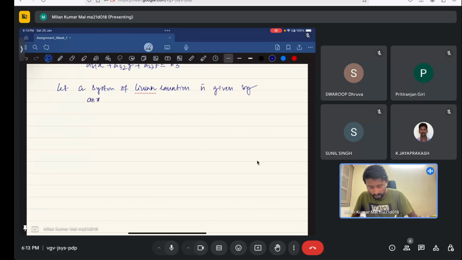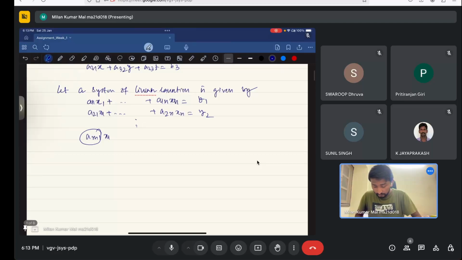a11 x1 plus all the way to a1n xn, which equals, let's take b1. Y1 is not a variable here. Then a21 x1 plus all the way to a2n xn equals b2. In this way we have m equations, am1 x1. This is just coefficient-type things.